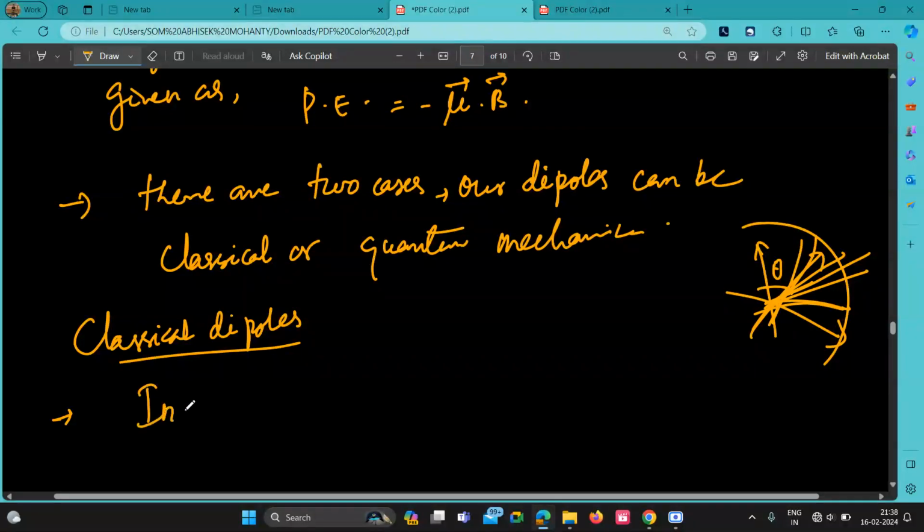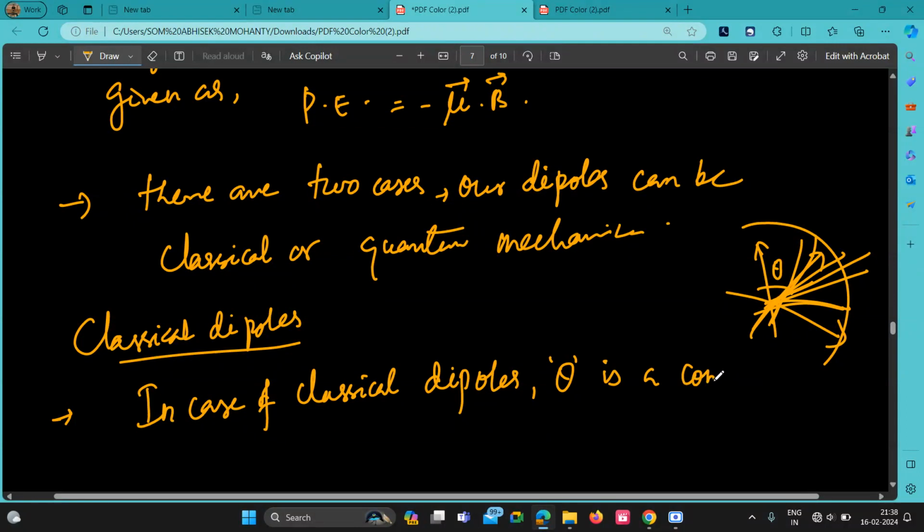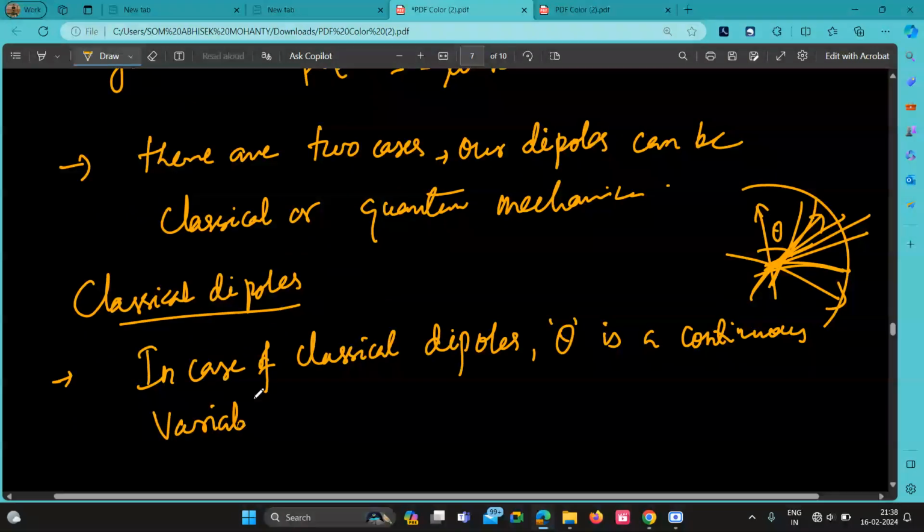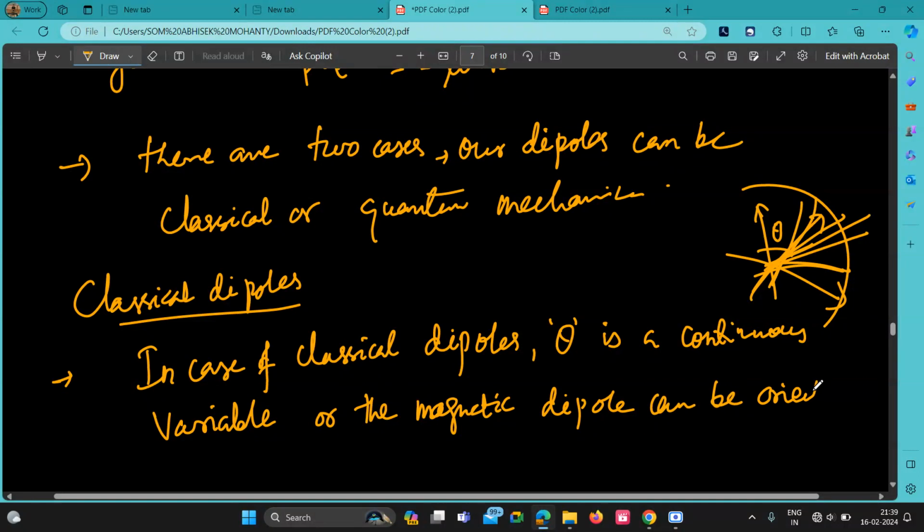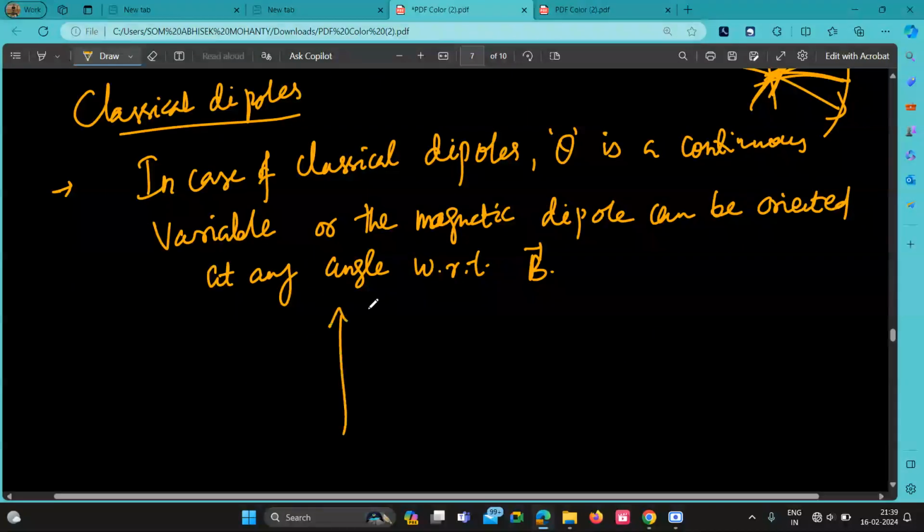So right now classical means continuous. In case of classical dipoles, angle theta is a continuous variable, or the magnetic dipole can be oriented at any angle with respect to B. So this is a classical dipole.